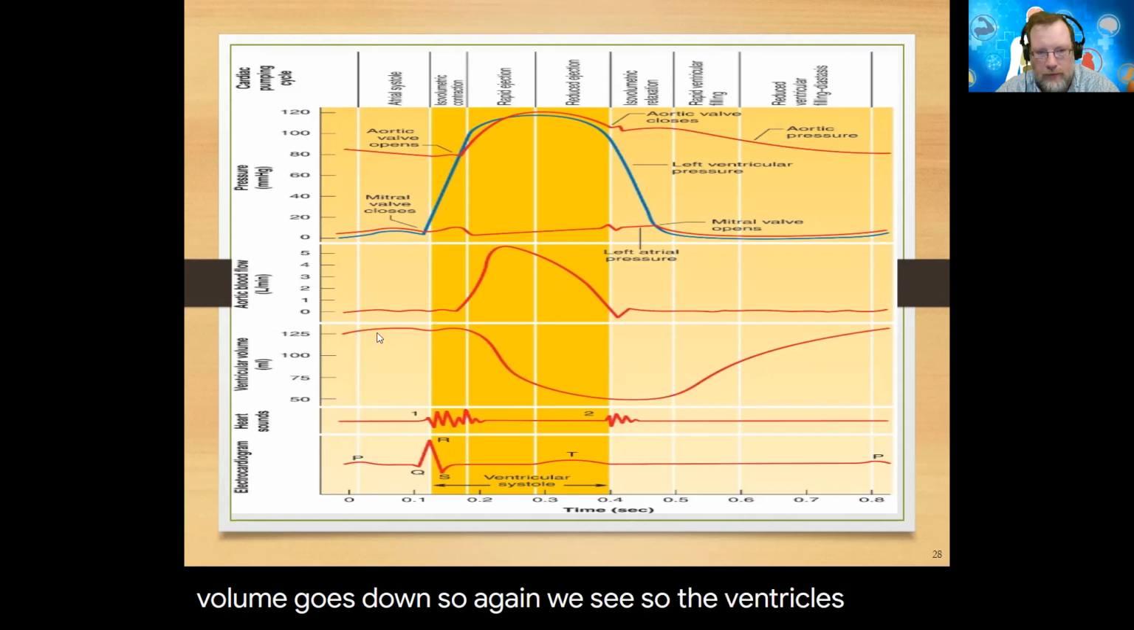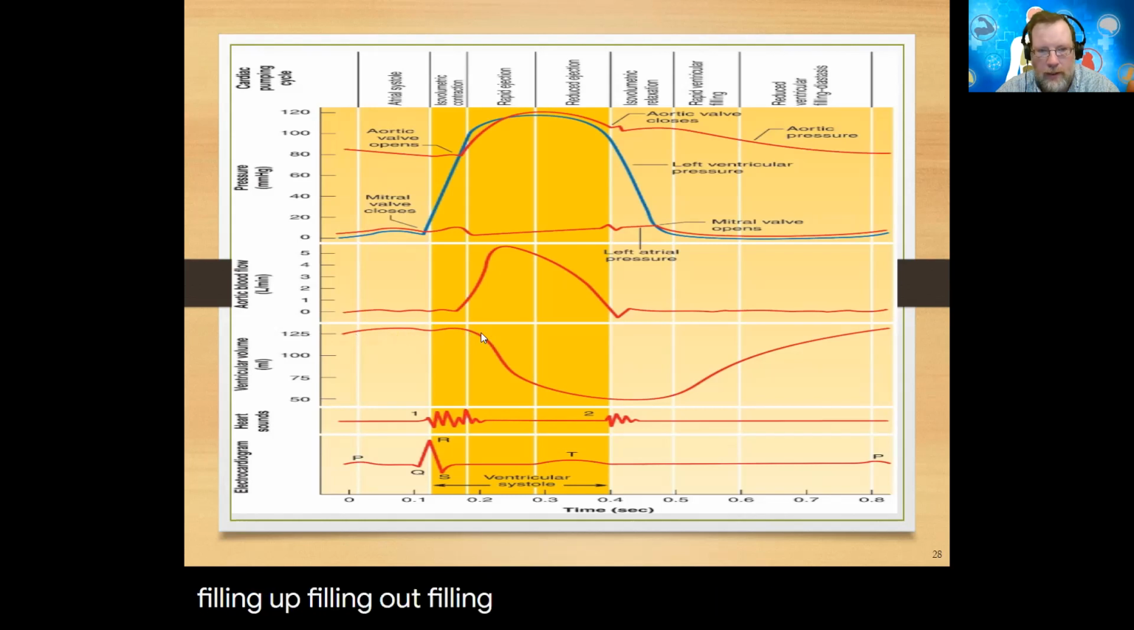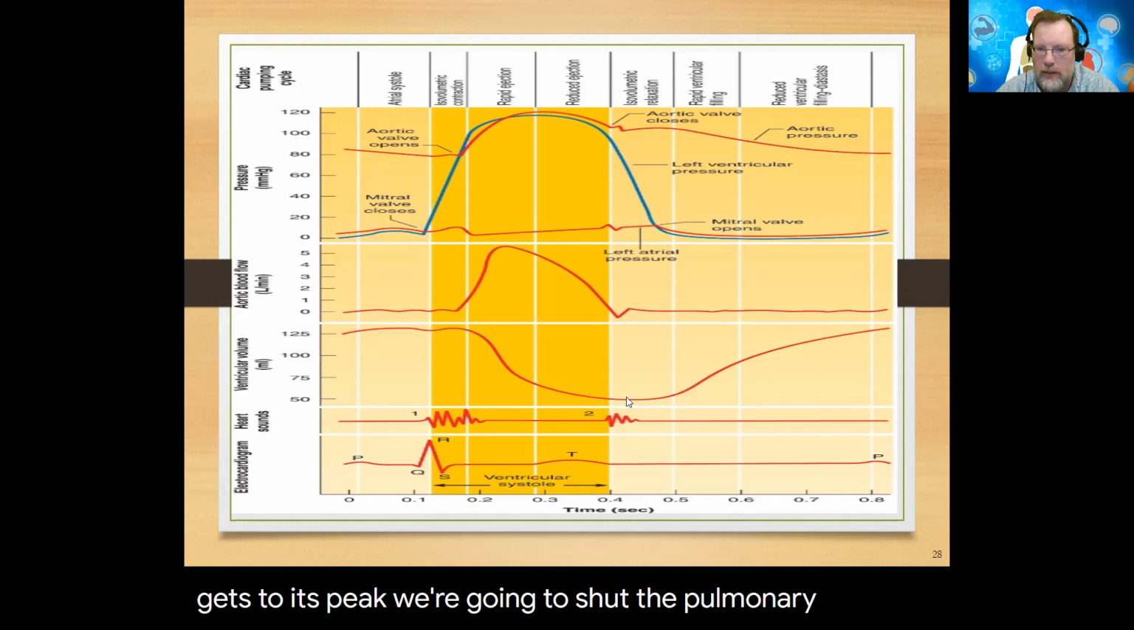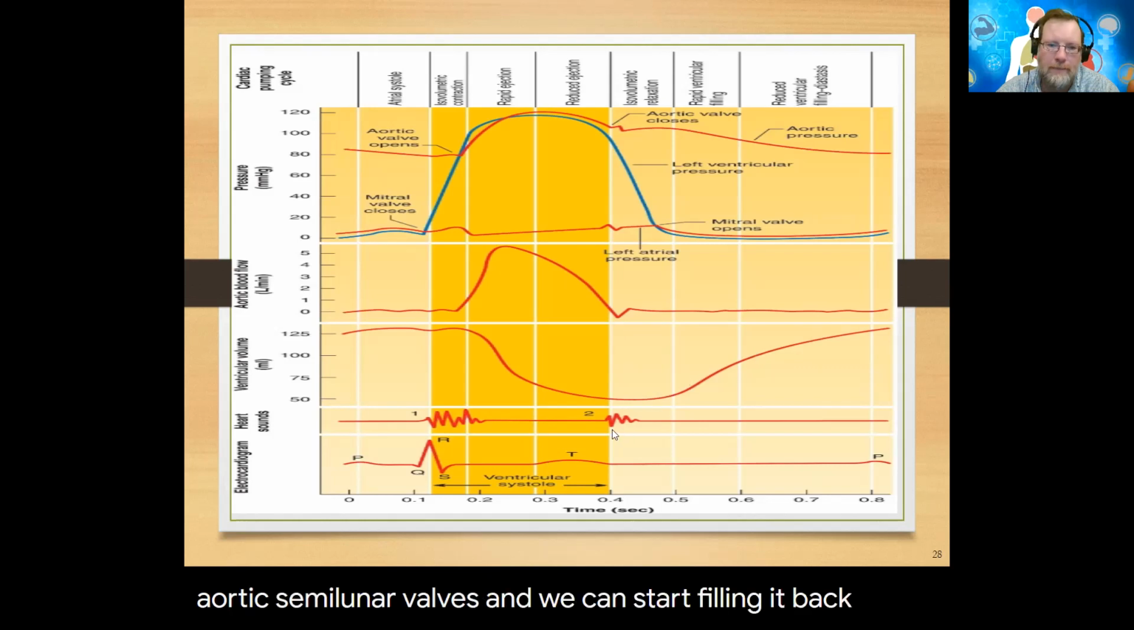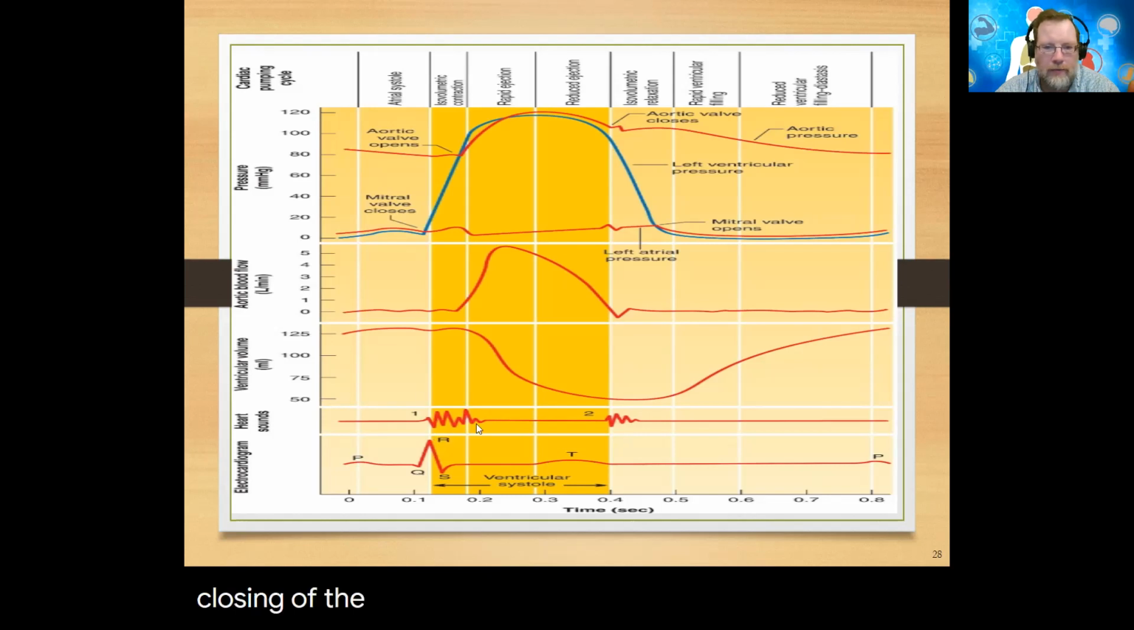So the ventricles are filling up, filling up, filling up, and then we would see the bicuspid and tricuspid valves close. Okay. And then we eject the blood from the heart. And once that volume gets to its peak, we're going to shut the pulmonary and aortic semilunar valves. And we can start filling it back up. So closing of the AV valves, closing of the semilunar valves.